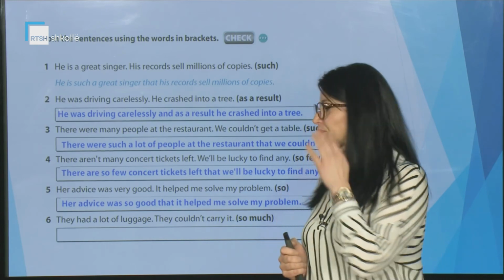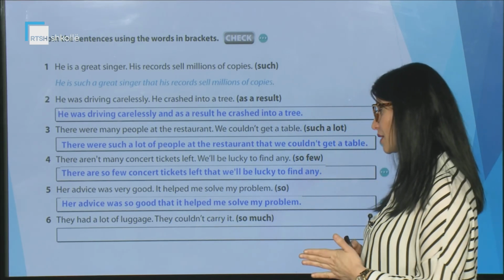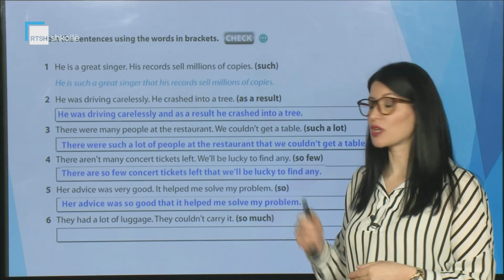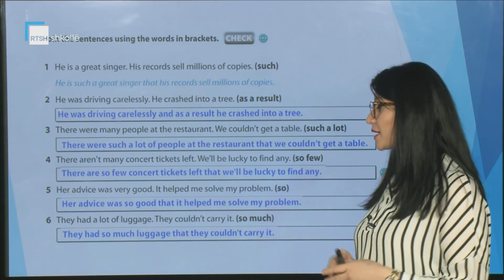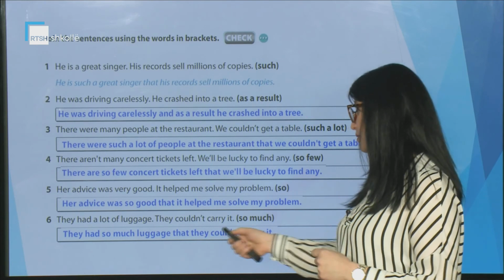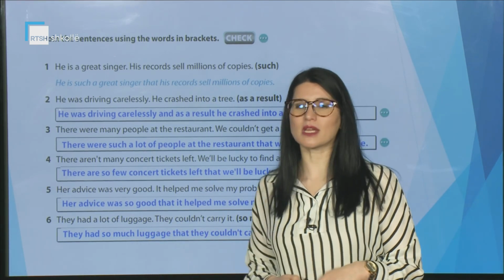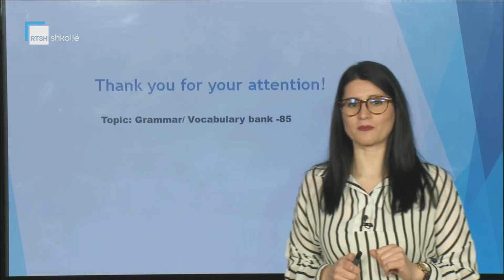Number 6. They had a lot of luggage. They couldn't carry it. And we have so much. And the sentence would be, they had so much luggage that they could not carry it. Remember, the word luggage is considered an uncountable noun.